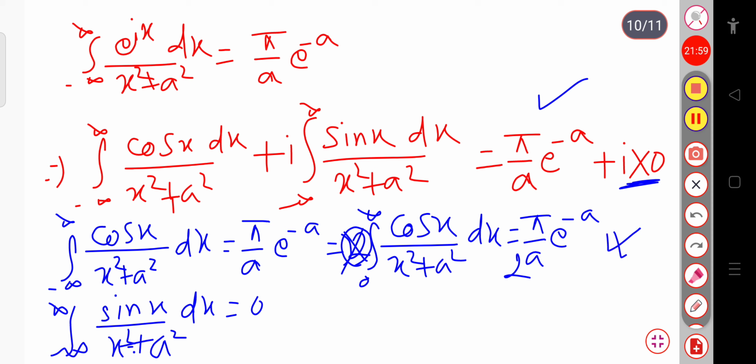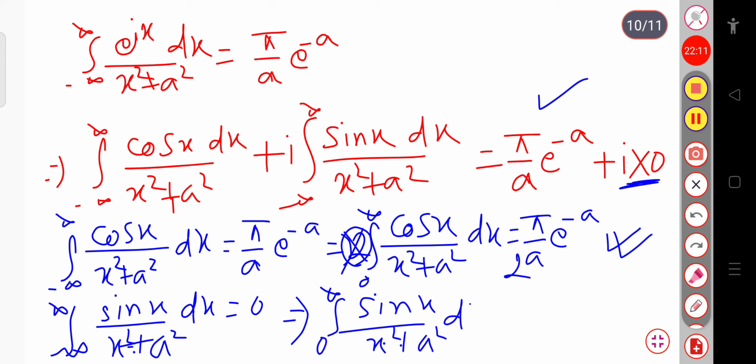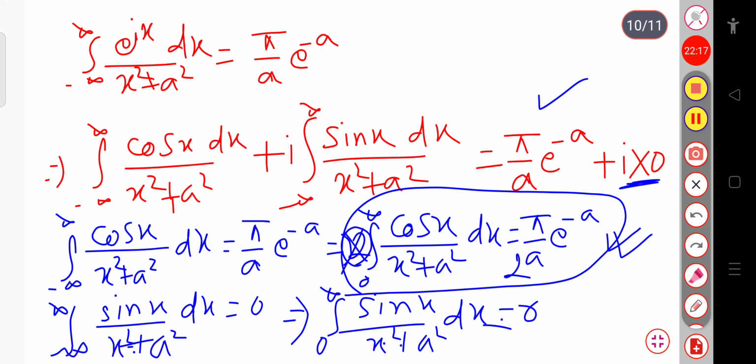And similarly, if you have to calculate for 0 to infinity sin x divided by x square plus a square dx, this is already 0. But in this question, you have to calculate for 0 to infinity integration cosine x divided by x square plus a square into dx, and its value will be pi by 2a times exponential minus a.